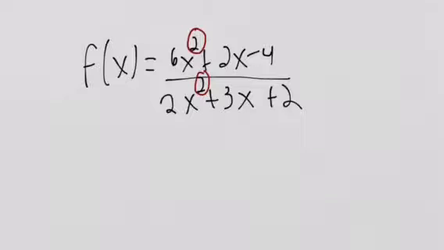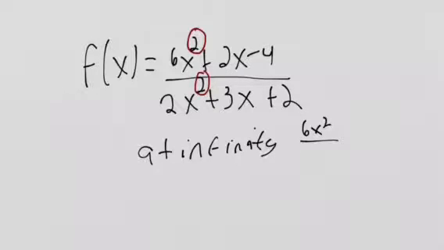So at infinity, and this is the justification for this, you can basically disregard these pieces because infinity squared is so much bigger than these pieces that they basically don't matter. So at infinity, we're treating this as 6x squared over 2x squared, which means at infinity, this is going to cancel to 3. So y equals 3 is our horizontal asymptote in this case, so that is answer D.